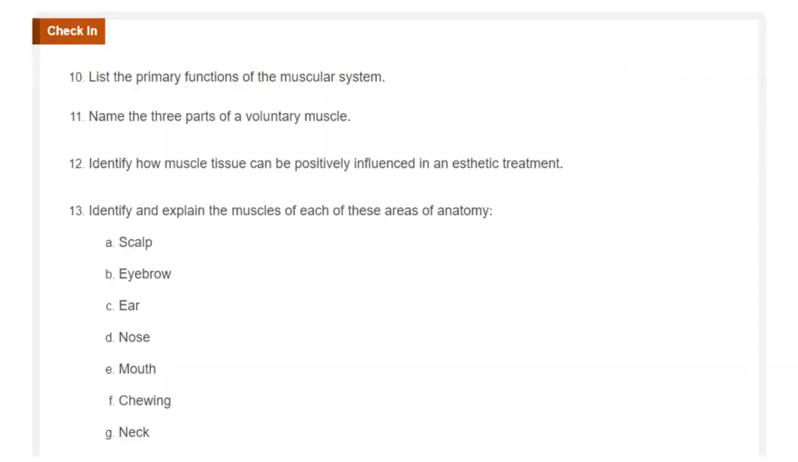Check in. List the primary functions of the muscular system. Name the 3 parts of a voluntary muscle. Identify how muscle tissue can be positively influenced in an aesthetic treatment. Identify and explain the muscles of each of these areas of anatomy: scalp, eyebrow, ear, nose, mouth, chewing, neck.